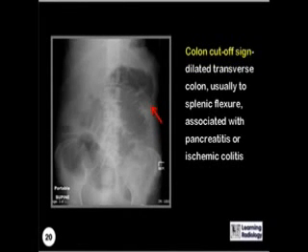This is the colon cutoff sign, which is a dilated transverse colon, usually to the point of the splenic flexure, associated with pancreatitis, ischemic colitis, or an obstructing lesion of the left colon.